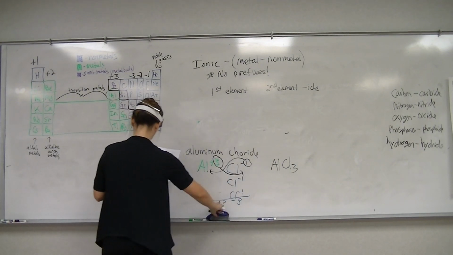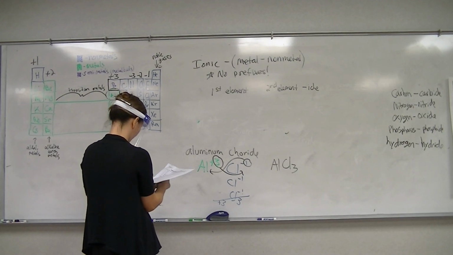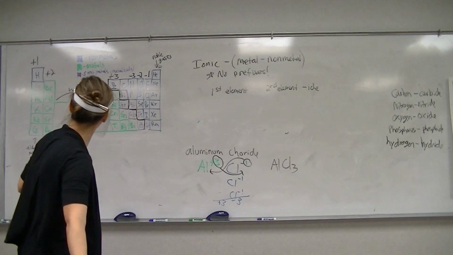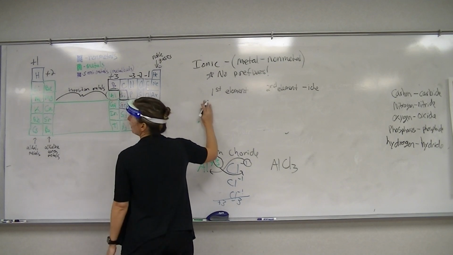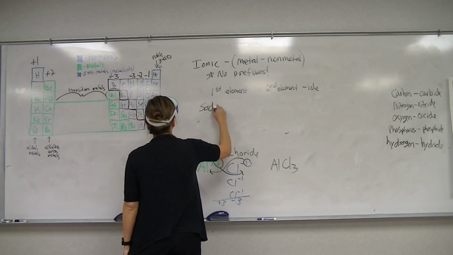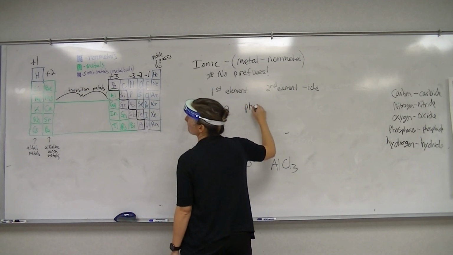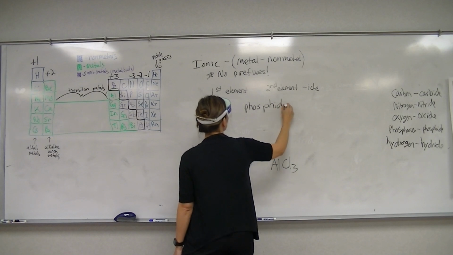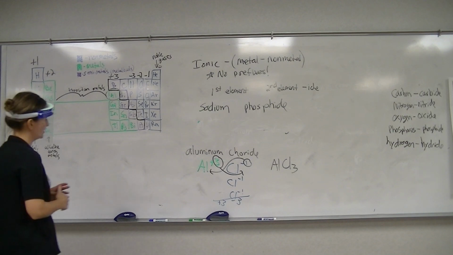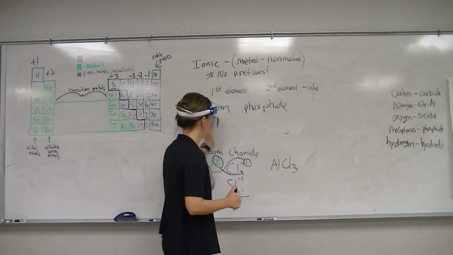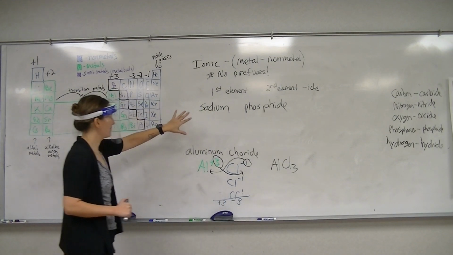Let's try another one. All of these have polyatomics in them, and we haven't talked about polyatomics yet. So let's try sodium and phosphorus. So, no prefixes, so it tells me that it is definitely ionic. I have a metal and a non-metal, because the metal always comes first, and the metal always has a positive charge.